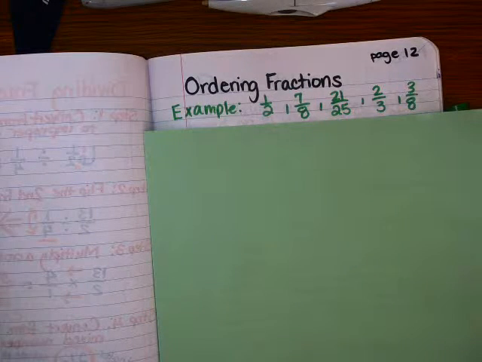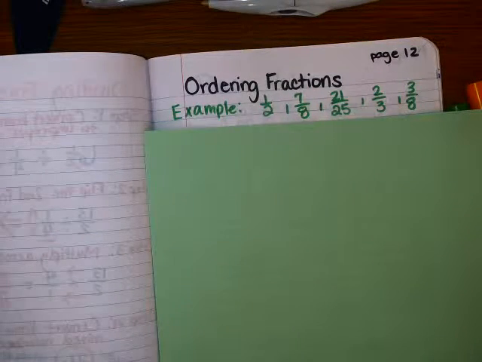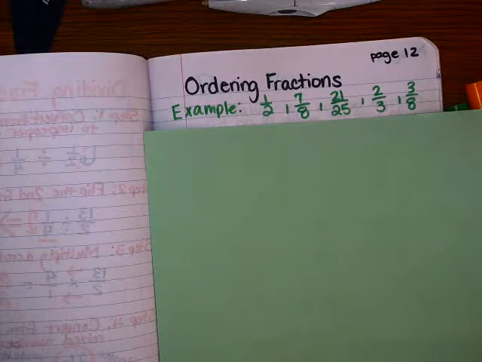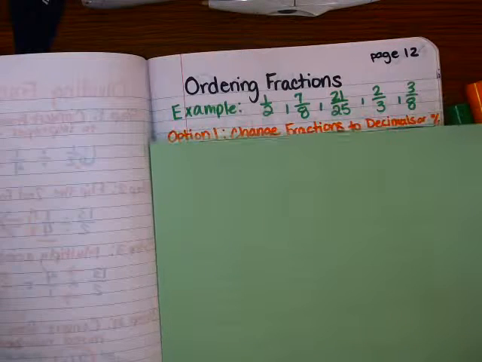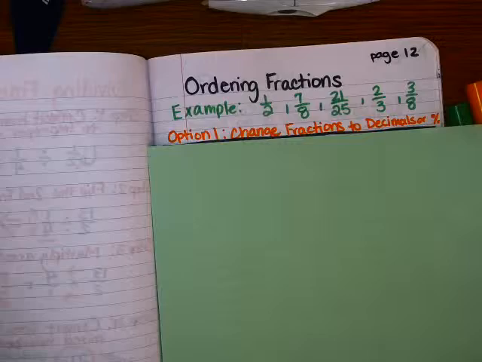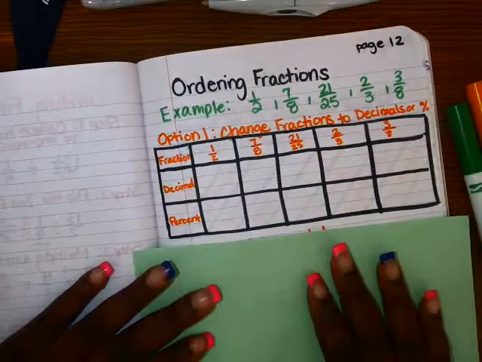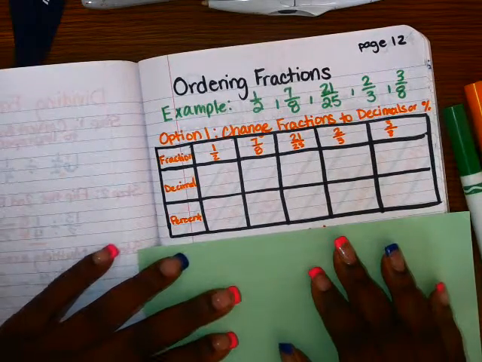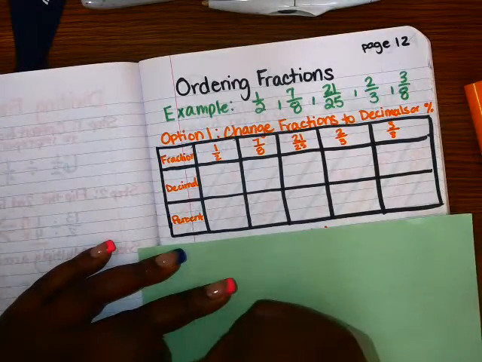So I'm going to give you some examples here, and we want to put these fractions in order from least to greatest. Well, there are two ways that you can do it. Option one would be to change the fractions to decimals or percents. Looking at decimals and percents is a lot easier than looking at fractions. So I've created a chart for you here, and I have the fractions laid out. So what I want to do is change them to decimals.